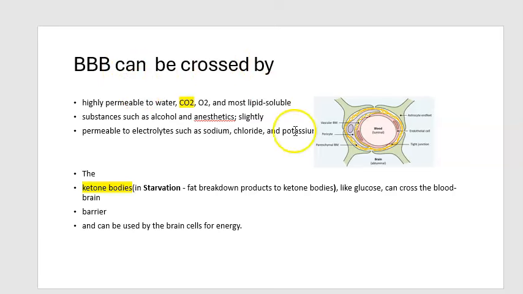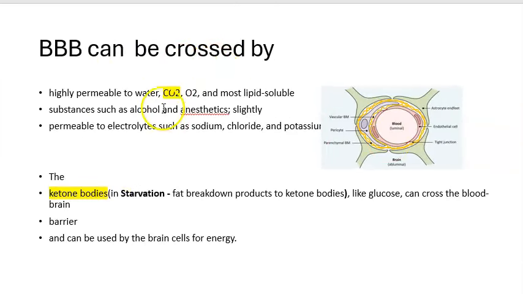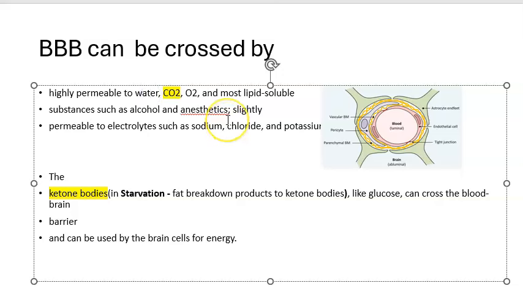What can cross the blood-brain barrier? Whatever the brain needs, like water, nutrition like sodium, chloride, potassium, glucose, all that will pass. Then some oxygen and even carbon dioxide will enter. Mostly lipid-soluble substances which are not very large in size will cross. Alcohol can cross. Anesthetics that your anesthesiologist will give, even that can cross. So that and all you should remember.